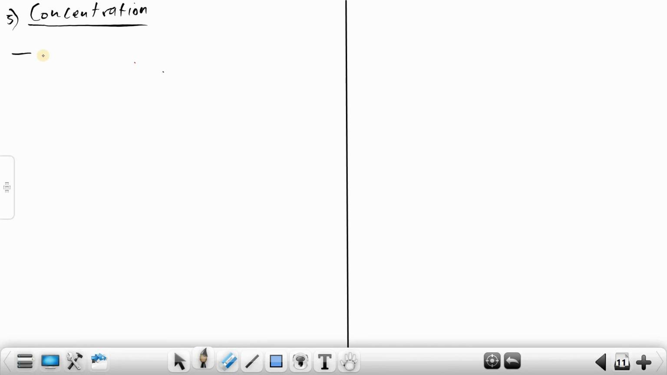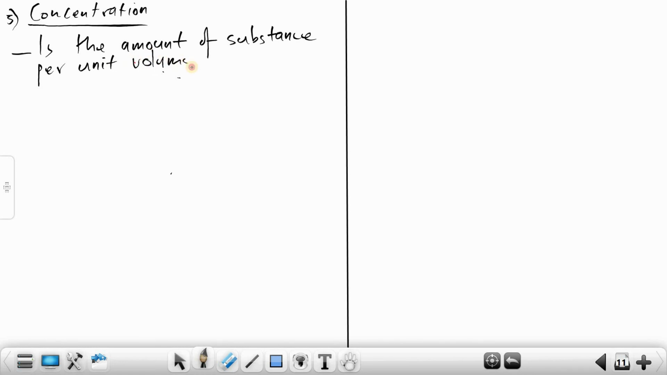So concentration is defined as the amount of substance per unit volume. I'm going to write it down. It says it is the amount of substance per unit volume. So let me quickly write it down for you. Is the amount of substance per unit volume.